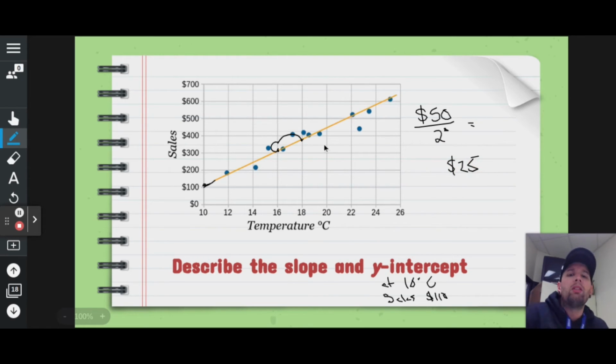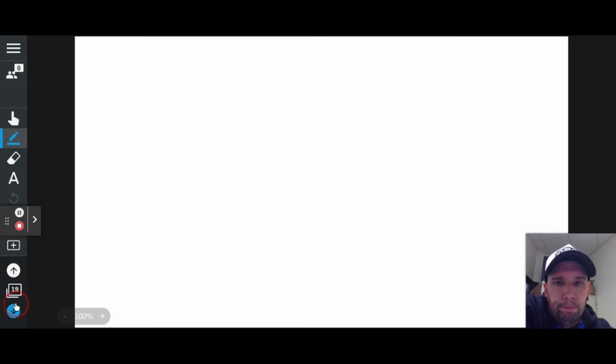So what I'm going to say is my slope is, as the temperature increases a degree, I can plan on selling $25 more. So as the temperature goes up by a degree, I'm planning on selling $25 more. That's what I'm going with. Okay?